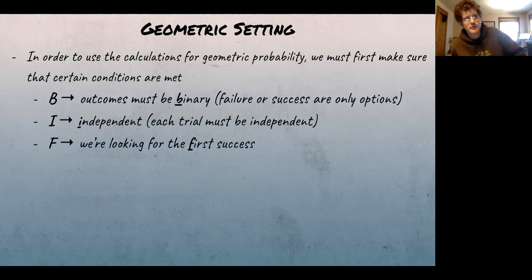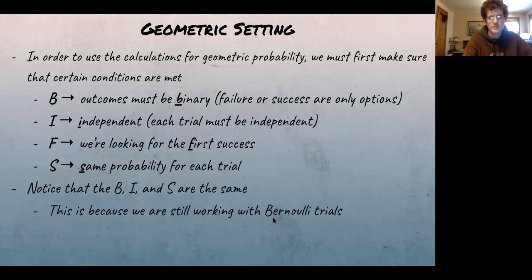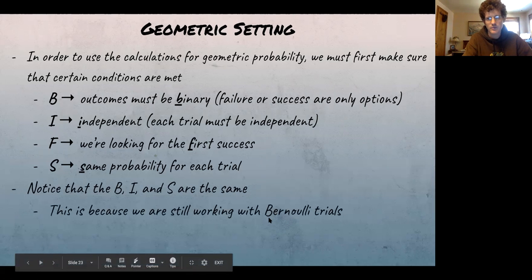This is different. For geometric, we're looking for the first success. So be on the lookout for that kind of concept. Maybe they actually use the words the first success, maybe they phrase it in a different way. And the same probability each trial. We have to assume every chip has a 2% probability of being rejected. Instead of binomial, where n represented a set number of trials, here we ask when is the first success? That clues us in that this is geometric, not binomial. And of course, the B, I, and S will always be there because we're looking at Bernoulli trials.